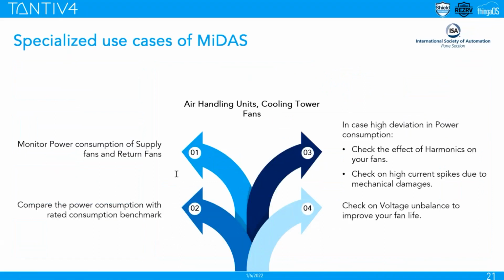So let's talk about a few of the use cases. The first one is, of course, the cooling tower fans, where you have to monitor the power consumption of supply fans and return fans. Then you compare the power consumption with the rated consumption benchmark for these fans. In case of deviation in power consumption, you will check the effect of harmonics on your fans, check for high current spikes due to mechanical damages, check for voltage imbalances, so that you can improve your fan life.